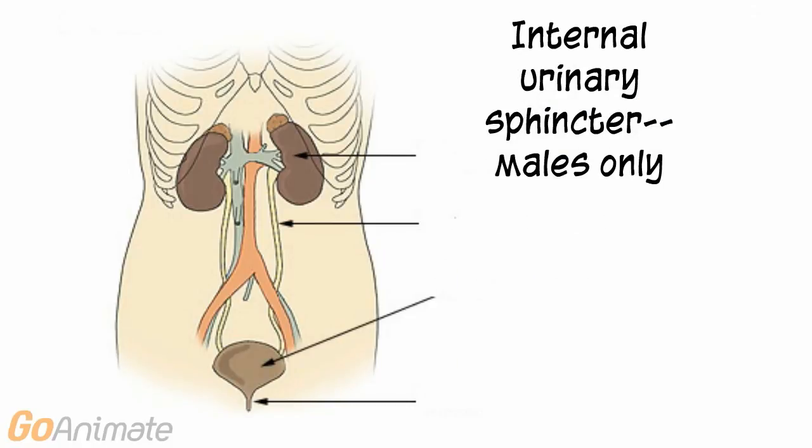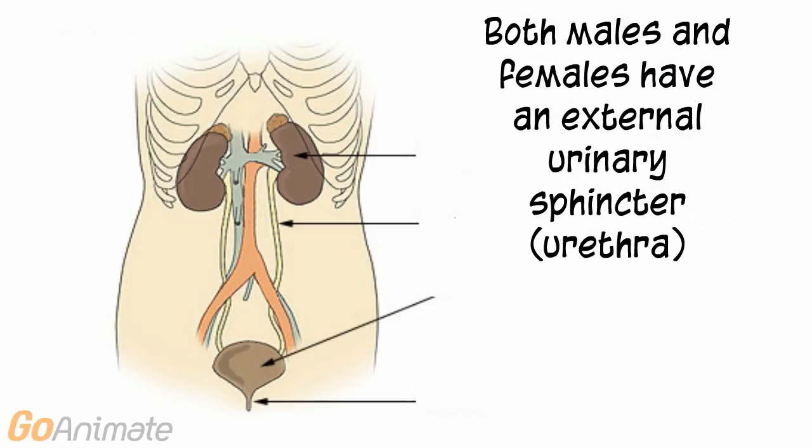The urethra carries urine out of the body. Males have an internal urinary sphincter muscle which shuts off urine flow during sexual arousal. Both males and females have external urinary sphincter muscles which relax when urinating.